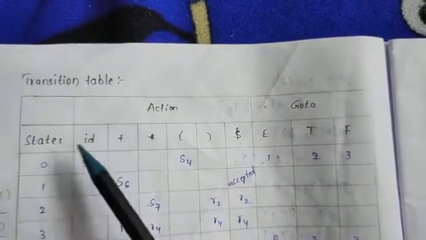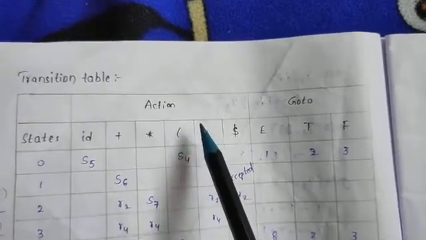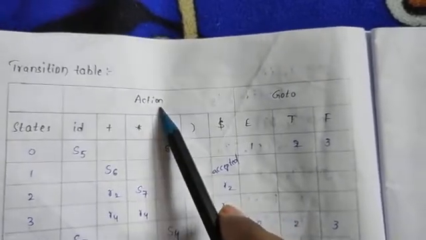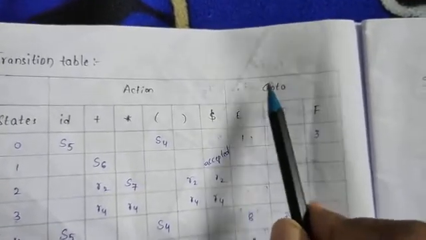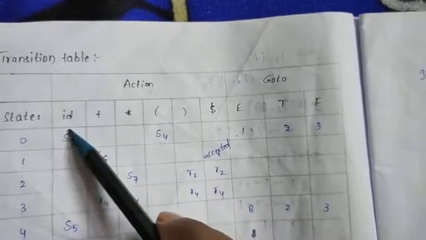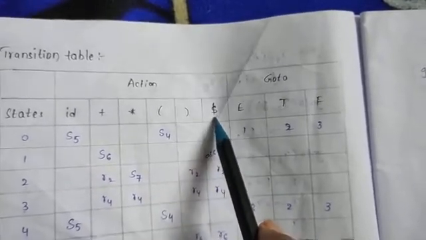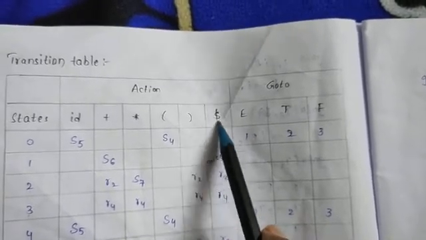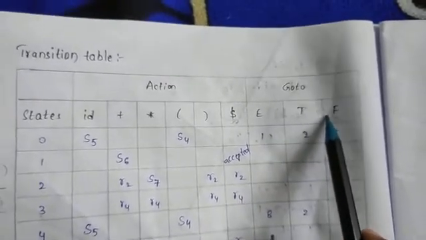Then in a row, that means the states row, we can mention all the terminals and non-terminals of the grammar in two parts. The first part is the action and the second part is the goto. In goto we are placing only non-terminals. In the action part we are placing all terminals including dollar. Dollar will automatically be there; even if it is not in the grammar, you take dollar as a terminal. Finally, these are all the terminals of your grammar, and these three are the non-terminals of your grammar.